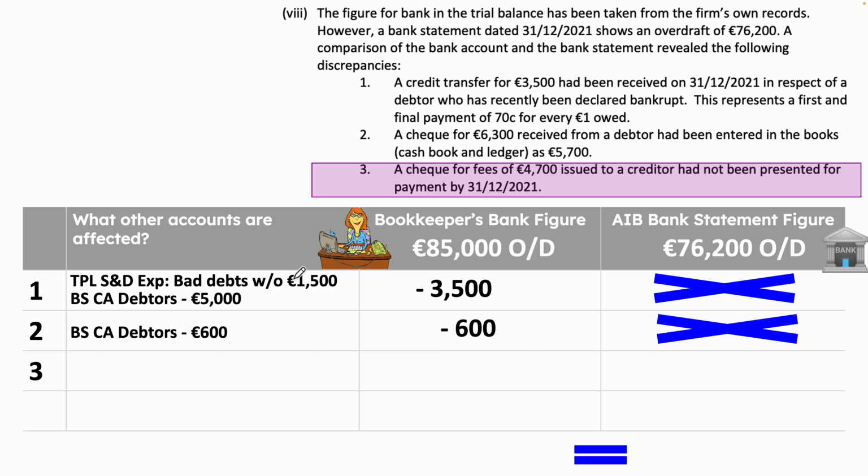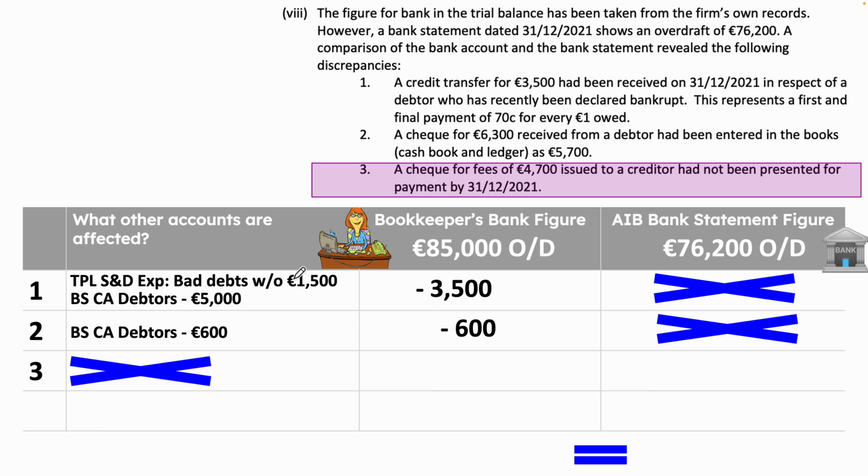Now, adjustment number 3, a cheque for fees of 4,700 issued to a creditor had not been presented for payment by the 31st of the 12th, 2021. So a cheque for fees, 4,700, issued to a creditor. The bookkeeper has given the creditor a cheque. That creditor has gone away and they have not lodged this cheque yet.